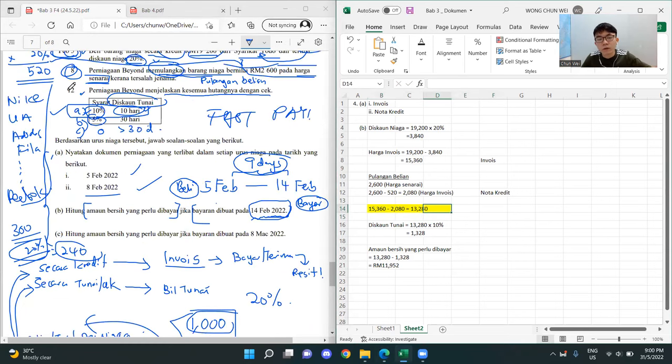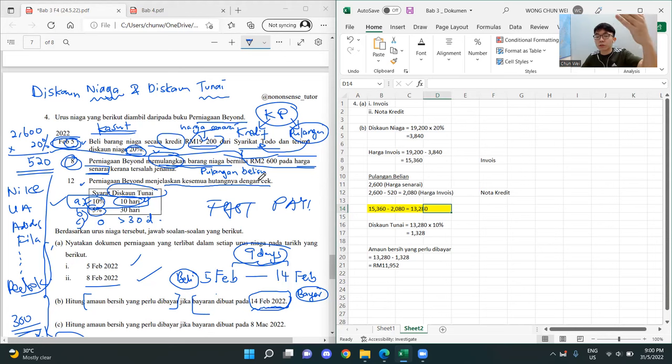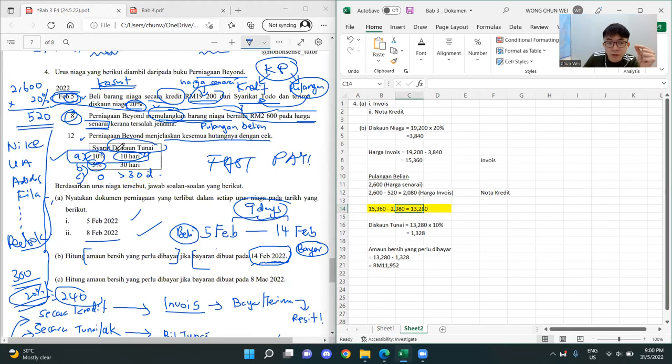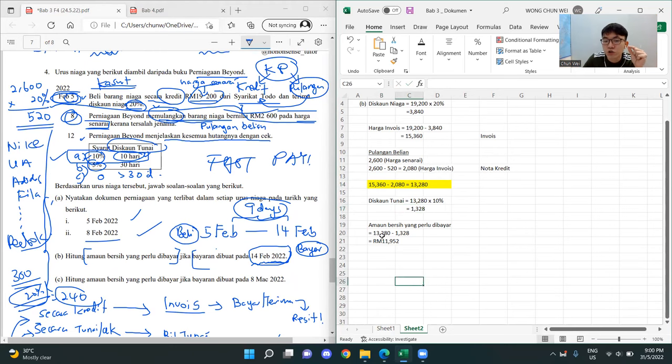13,280. But now, on 12th, Todo, our supplier, is saying that, okay, if you pay us this money now, within 10 days, dalam 10 hari, then you get another 10% discount. Wow, so good. I can get to save 10% if I pay within 10 days. So now, how do you calculate the 10%? Use the latest amount, yang perlu dibayar, 13,280, times the 10%, you get 1,228. Then only you use the original 13,280 minus the discount, what you calculated just now, then you get this amount. So this is the amount besar yang perlu dibayar to Syarikat Todo.